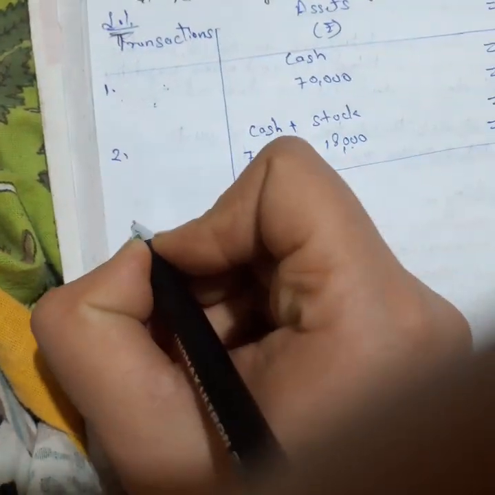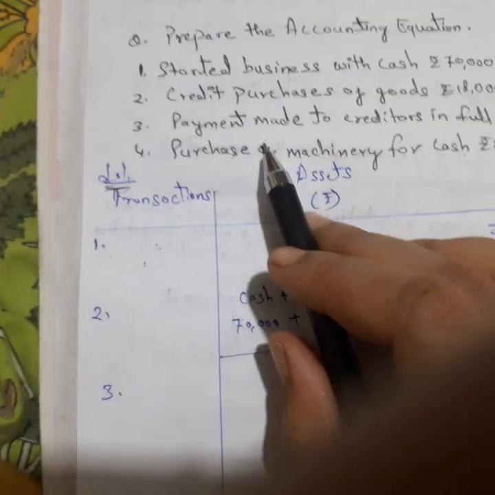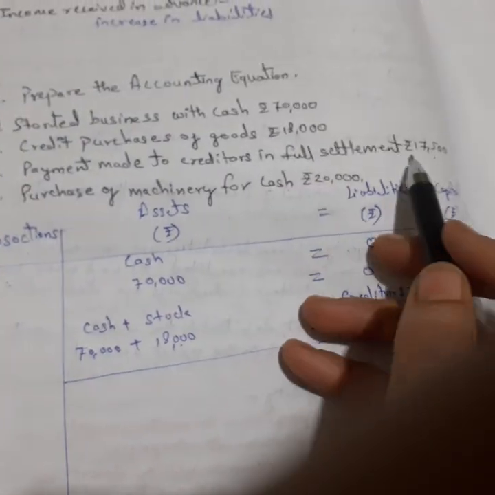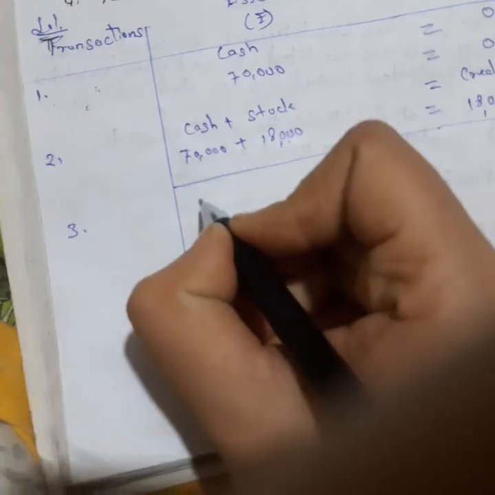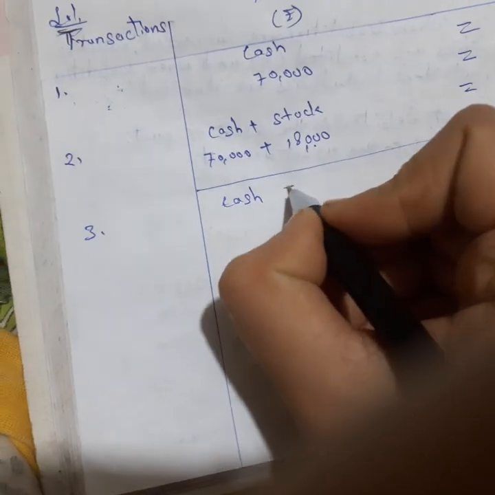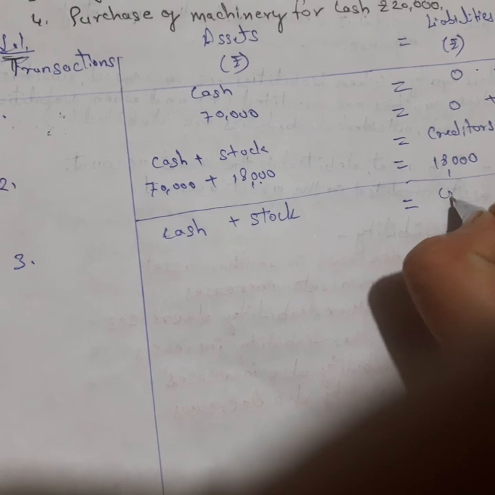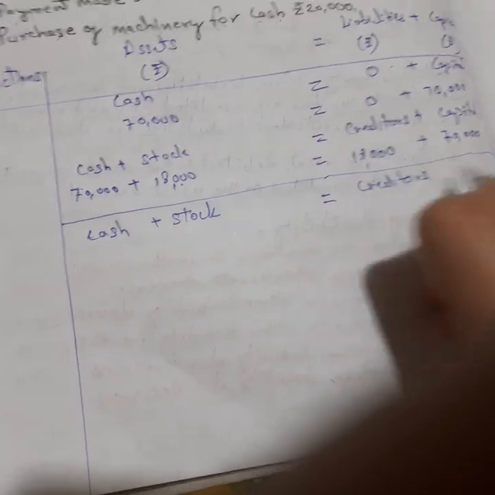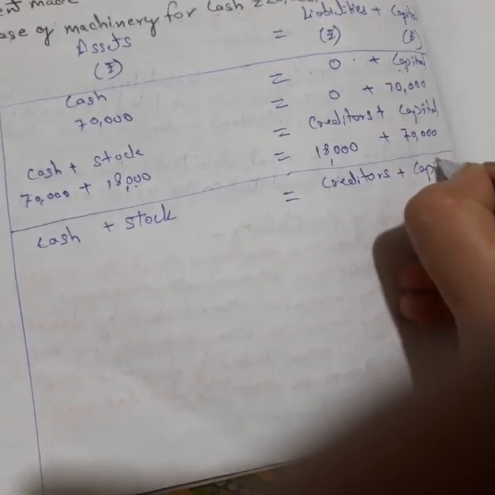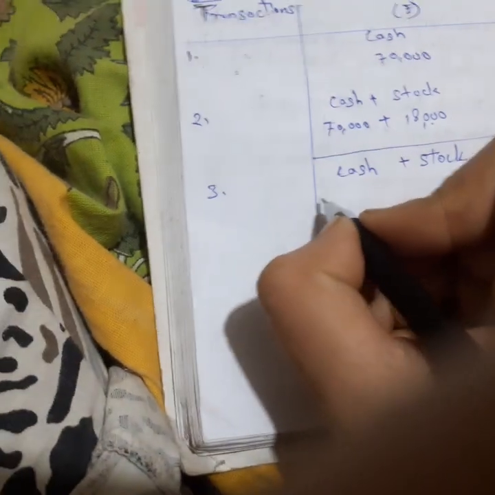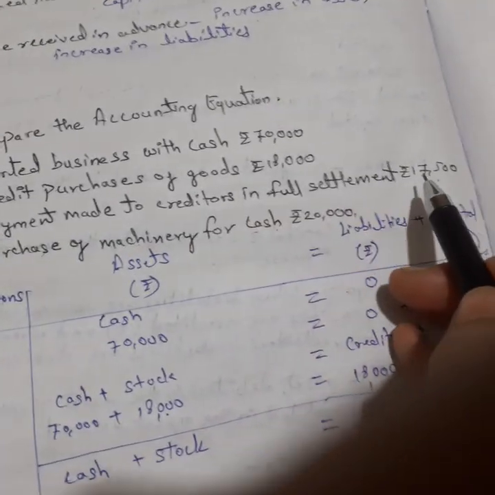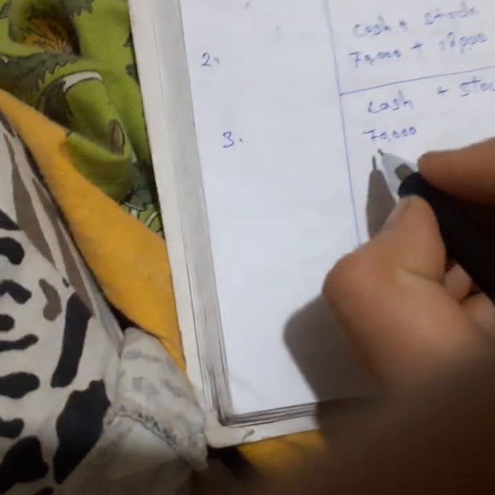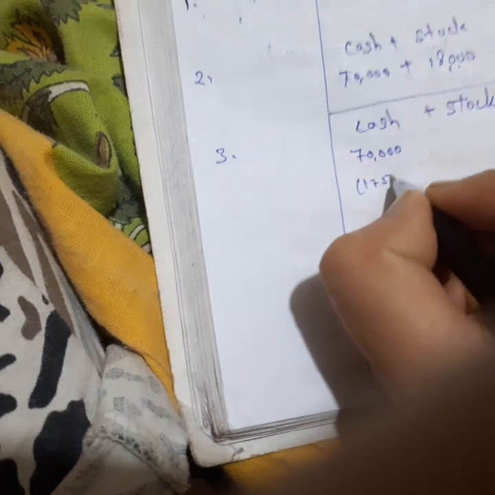Then look into the third point. The third point says payment made to the creditors in full settlement of 17,500. So I will write cash here plus stock is equivalent to creditors plus capital. So in cash 70,000, since I am making the payment of 17,500, this 17,500 will get deducted from the cash.